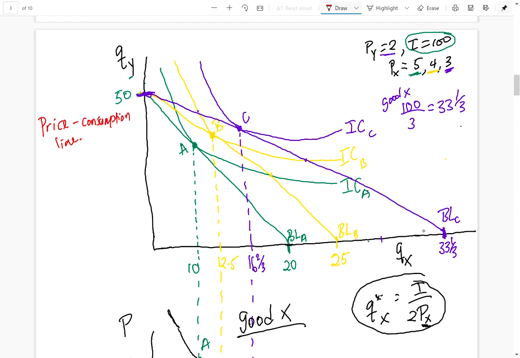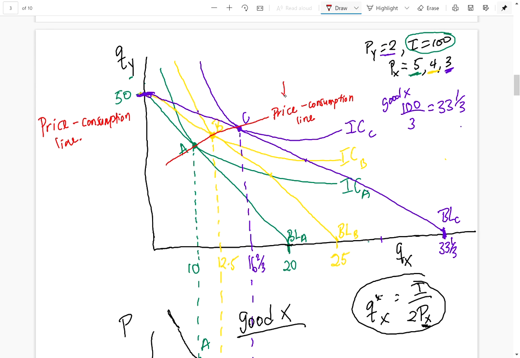So that price consumption line will go through those three. It should be a straight line. It goes through those 3 optimal bundles. So this is the price consumption line. We could have more than 3 as well.